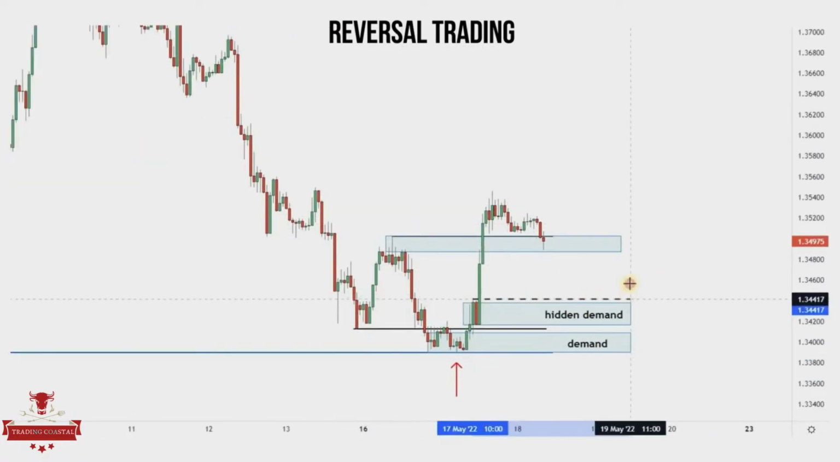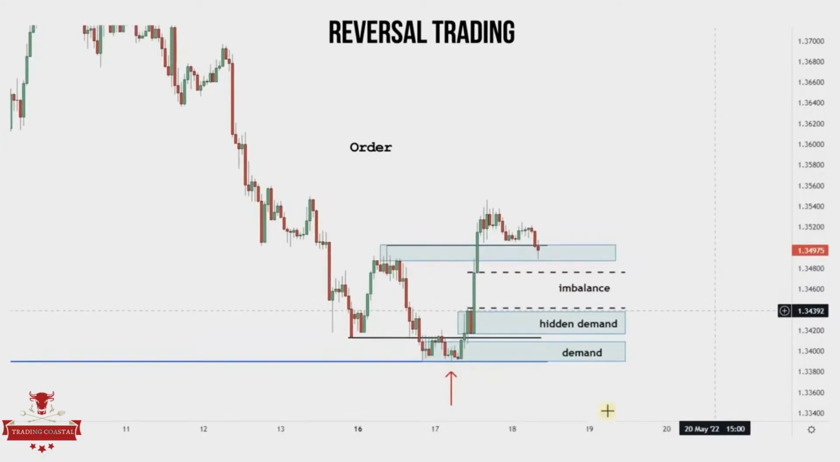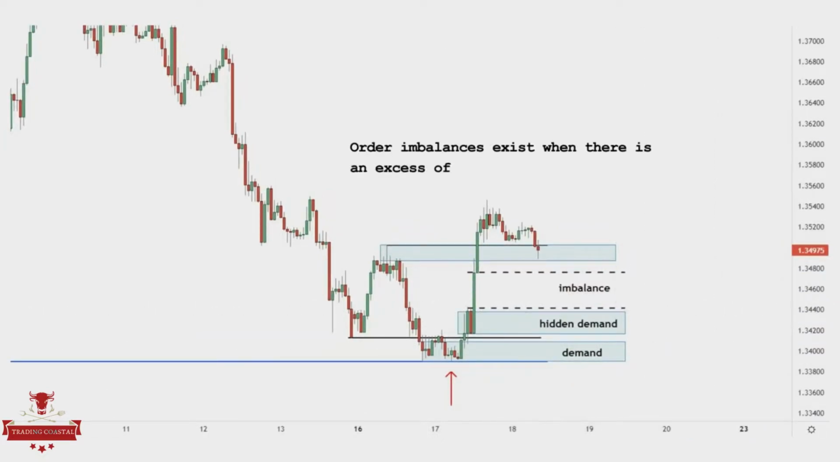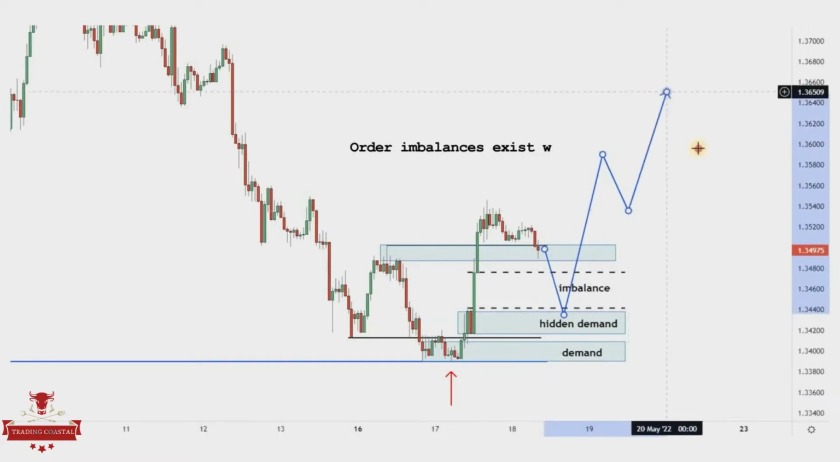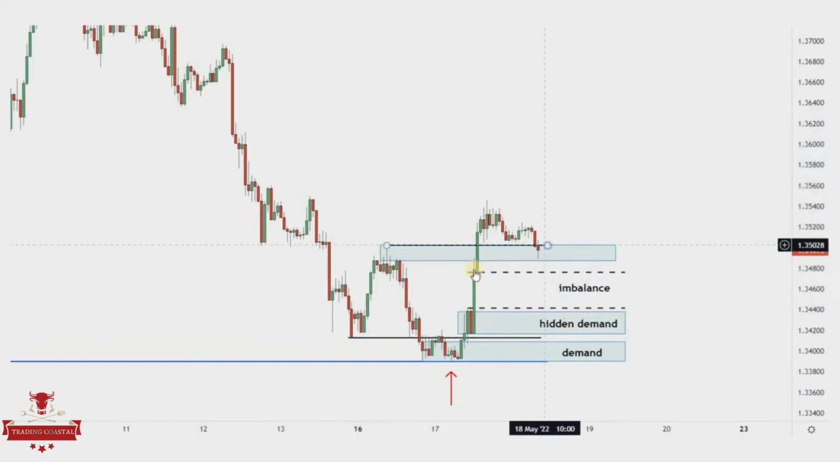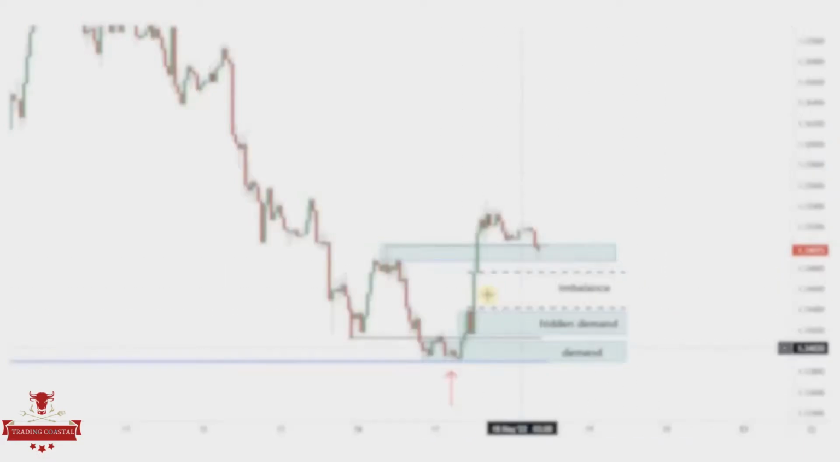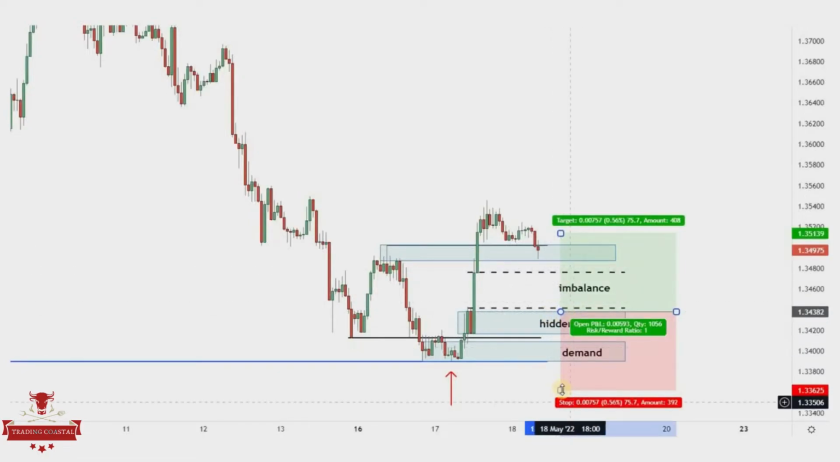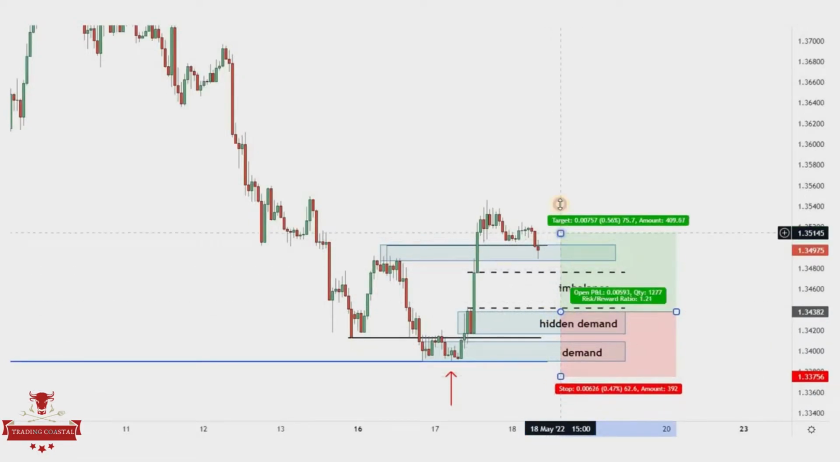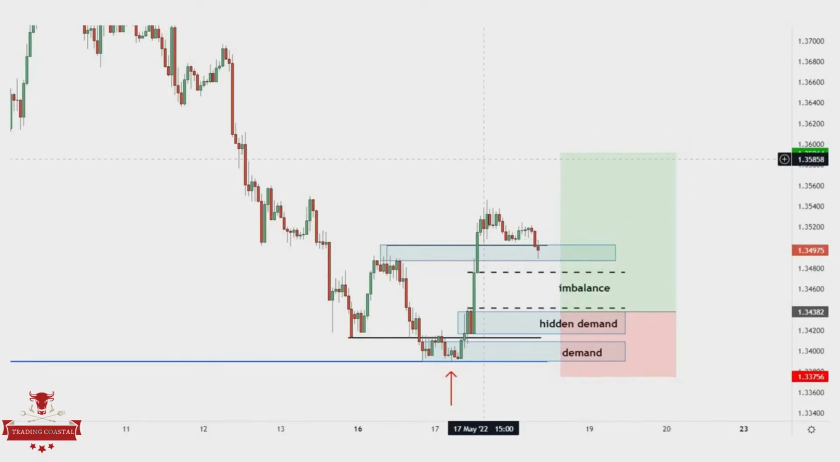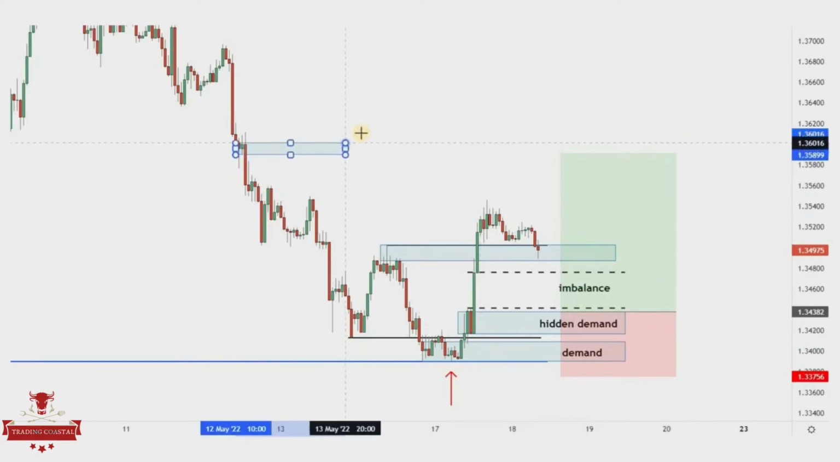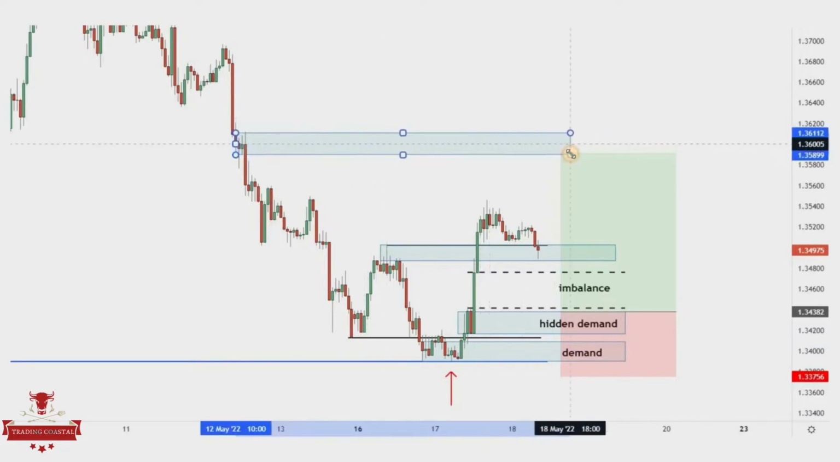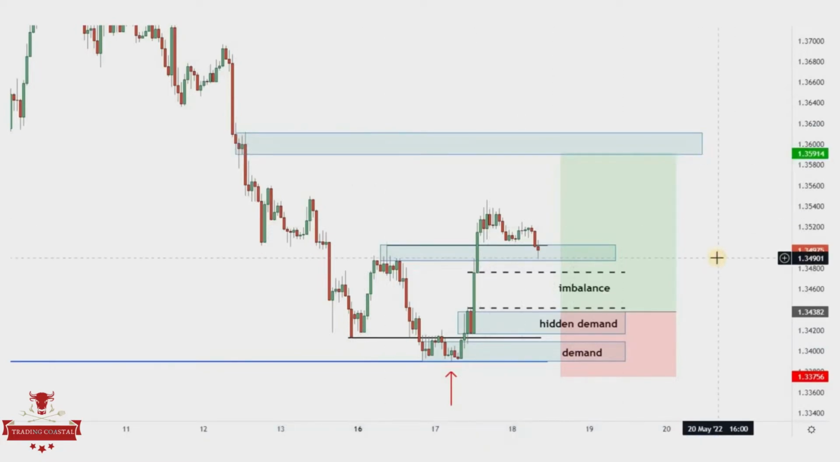Above these two zones we have an imbalance zone. Order imbalances exist when there is an excess of buy or sell orders for a specific pair. Price often comes back to fill these value gaps, the unfilled orders, and then continues in the opposite direction. Our initial entry zone was at the first demand zone, after the imbalance zone fills. Because we have both demand zones very close, it's recommended to put the stop loss below the second one, in order to be safe from unexpected candle wicks. We are going to target the supply zone above the recent high.